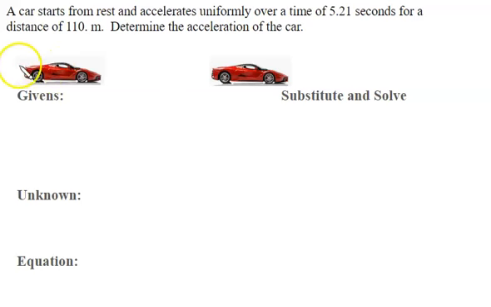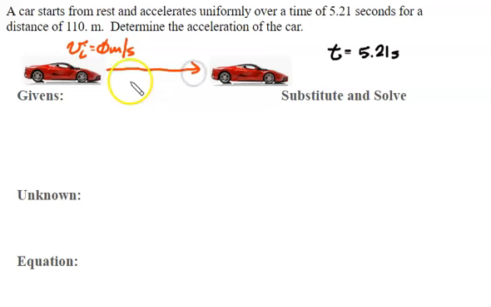Well, the very first thing it tells me is that the car's initial velocity is 0 meters per second. And then it tells me that the time equals 5.21 seconds. And then it tells me that the distance that the car travels is 110, decimal point. That's going to become important later. So velocity initial equals 0 meters per second.